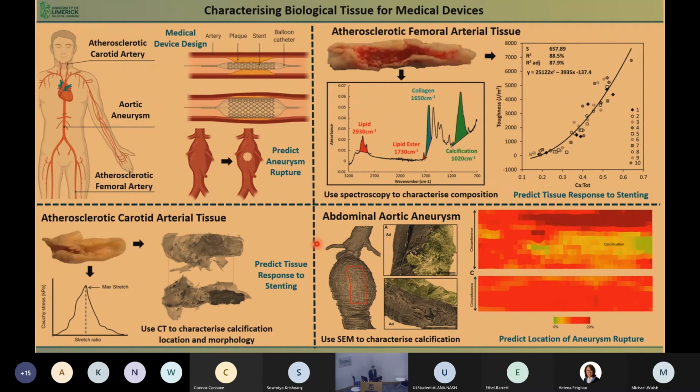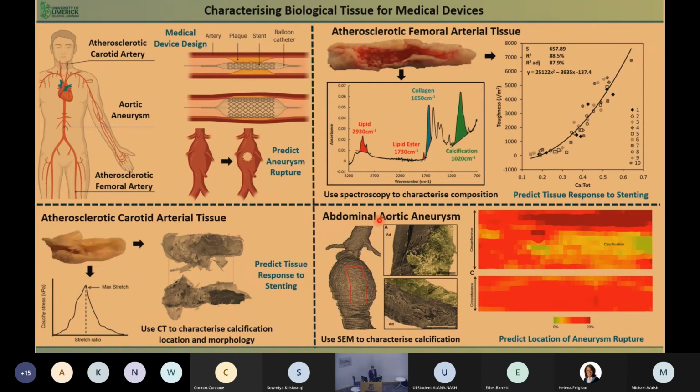So similarly here, for the carotid vessels, we use CT, computed tomography, where you would use a lot of X-rays to develop kind of a 3D rendering of what it looks like in terms of density. And you can see here the dark grey to black indicates areas of calcification. So we were able to relate the formation, the density of the calcification to the actual mechanical properties, how it would fail, and again using this to predict tissue response to stenting. So again, trying to inform medical device design.